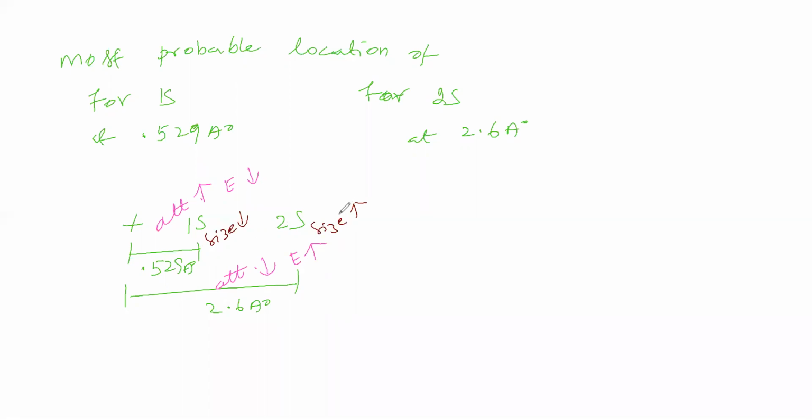So why is the energy of 2s greater than that of 1s? Because the size of 2s is greater than the size of 1s. It is one reason. What is another reason? That we will see. We will go for another reason.